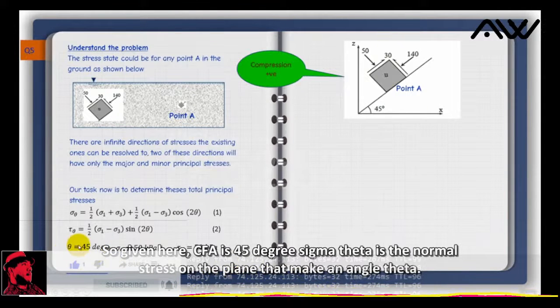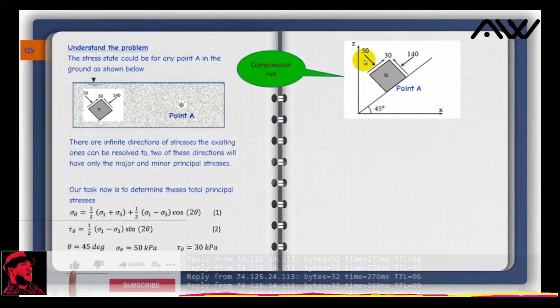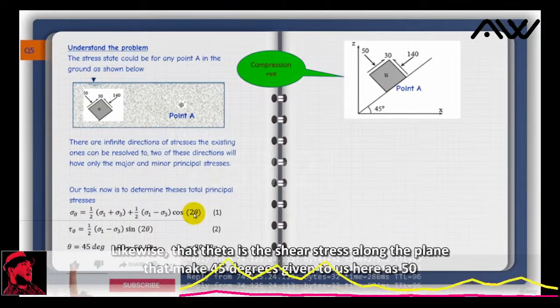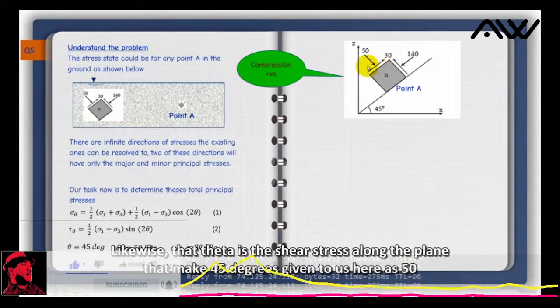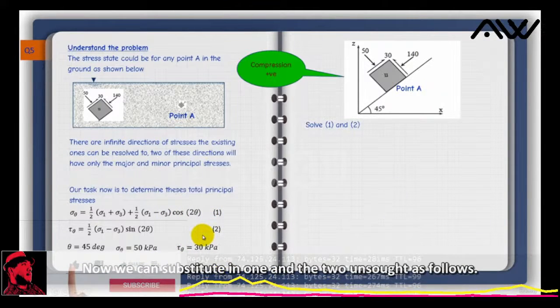So given here, theta is 45 degrees, and sigma theta is the normal stress on the plane that makes an angle theta. The plane that makes an angle of 45 degrees is also this plane here, and the normal stress on it is 50. So this means that sigma theta is 50. Likewise, tau theta is the shear stress along the plane that makes 45 degrees, given to us here as 30. Now we can substitute in 1 and 2 and solve.